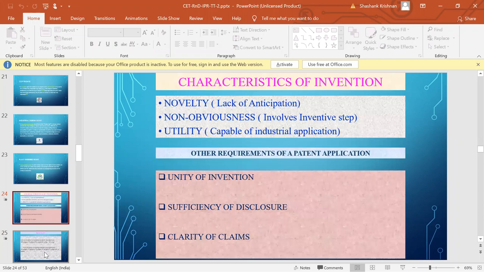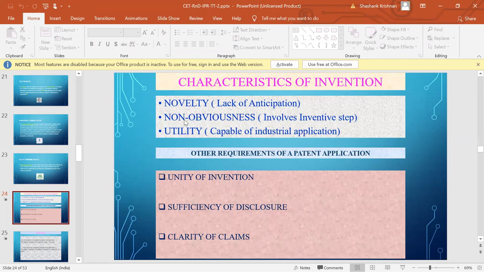Now, coming back to our patent, I told you that I will explain it a little more. There are three very distinctive characteristics for an invention. One is novelty. Novelty means something new, something you did not expect. In other words, lack of anticipation. It has to be not expressed before by anyone else.